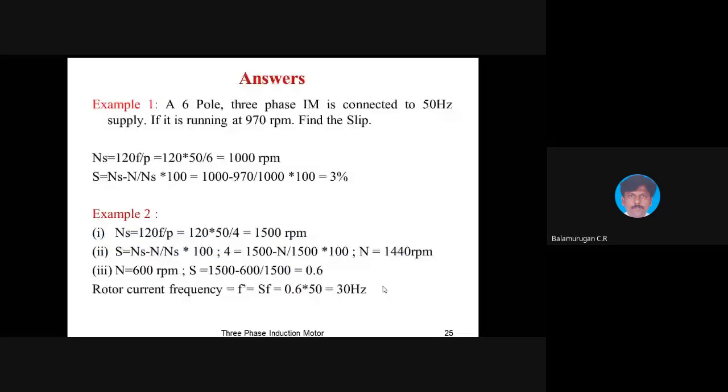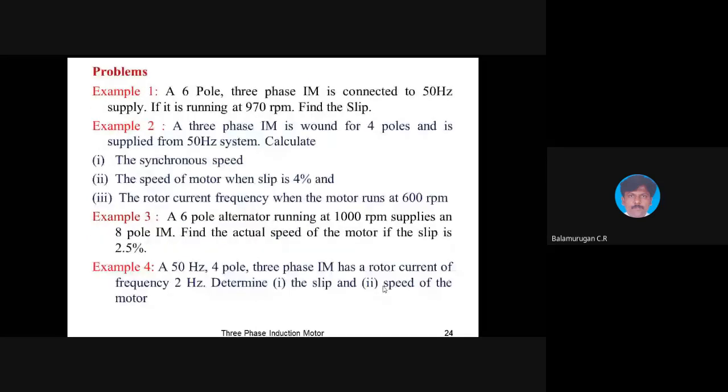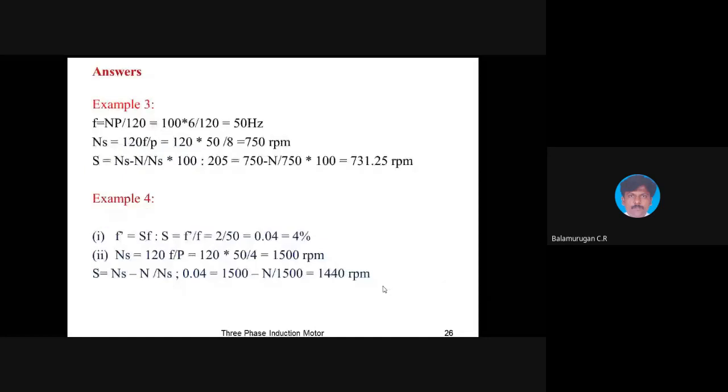So here it is given a 6-pole alternator running at 1000 RPM. So from that you calculate the frequency. For that only that speed is given. So that is 1000, not 100. So F is equal to NP divided by 120. Here you can substitute 1000 into 6 divided by 120 to get the frequency. Then NS you can calculate. So we'll get 750 RPM. From the slip value you can calculate the N value.